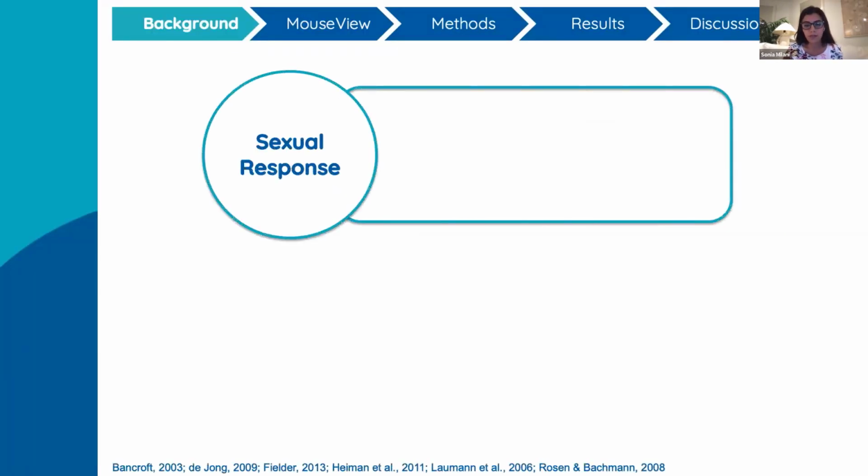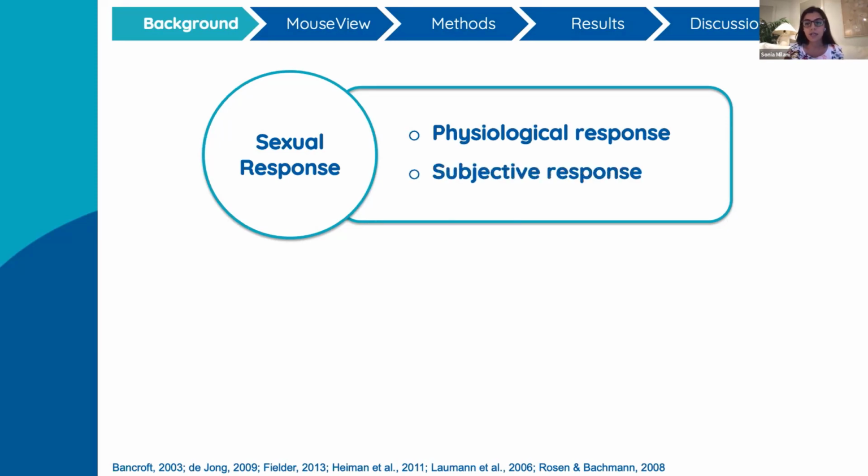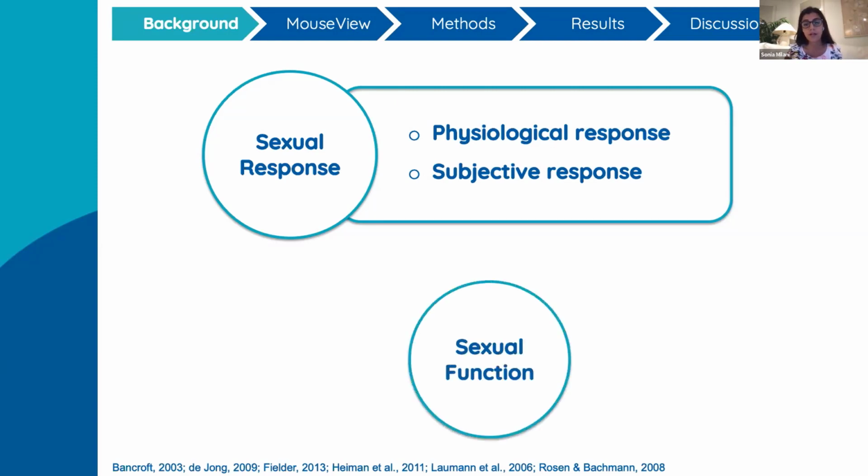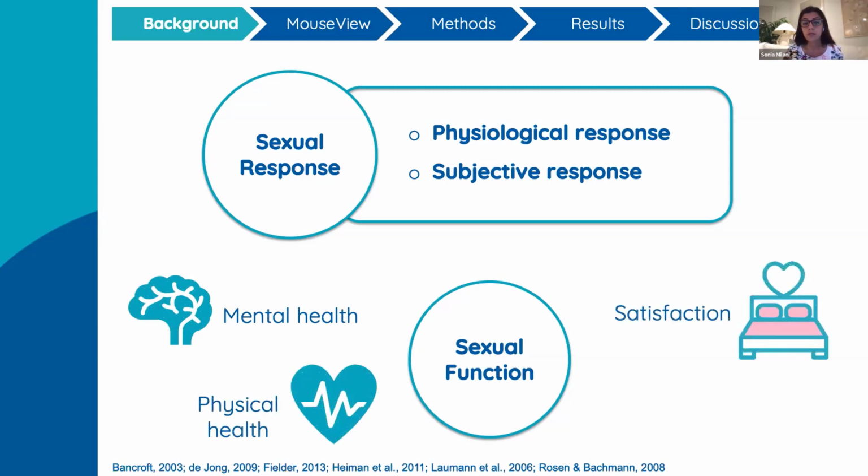So when we talk about sexual response, we are referring to an emotional state that is made up of physiological response, such as genital sexual arousal, as well as subjective response, such as subjective sexual arousal or excitement. Sexual function involves moving through the different stages of sexual response without difficulty. So going through sexual desire, sexual arousal, and orgasm. Not surprisingly, sexual function is an important aspect of quality of life, and studies have shown that sexual function is positively correlated with mental health, with physical health, with sexual and relationship satisfaction, as well as overall happiness.